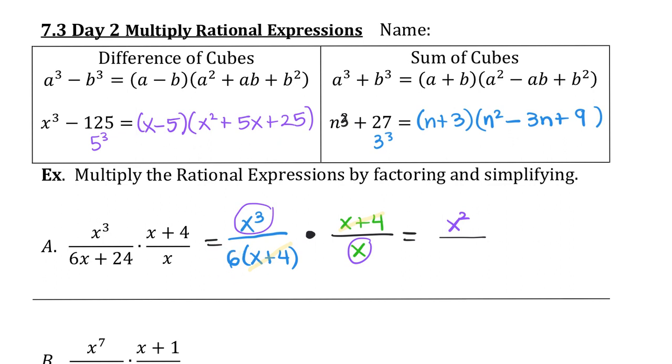The only other thing left at the bottom is this 6, so I'm going to put a 6 at the bottom. If it does not ask me to state my domain or excluded values, I'm just going to write the answer. So my simplified answer is x to the second over 6.